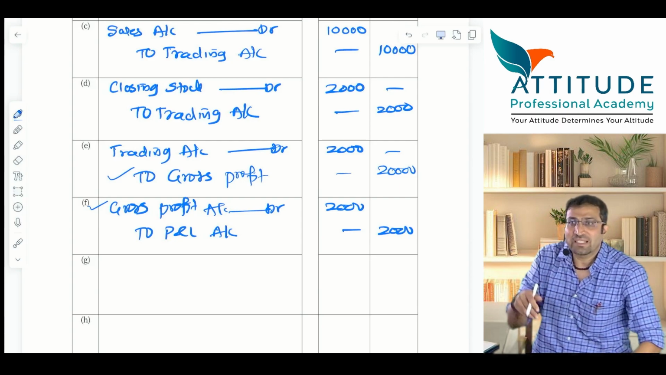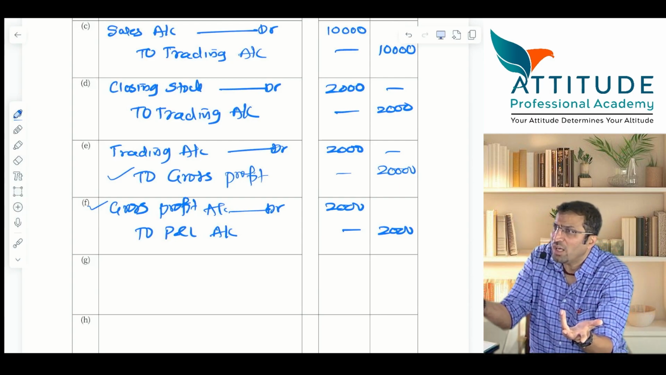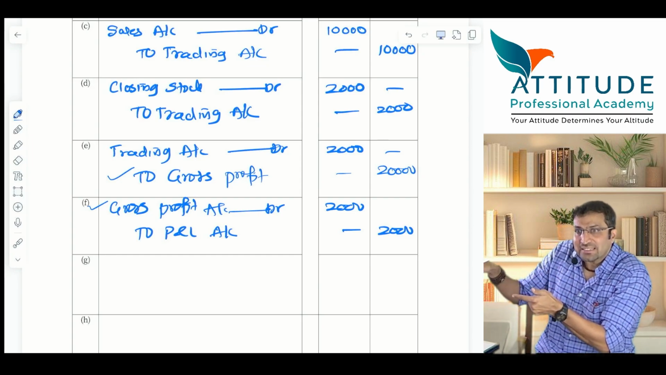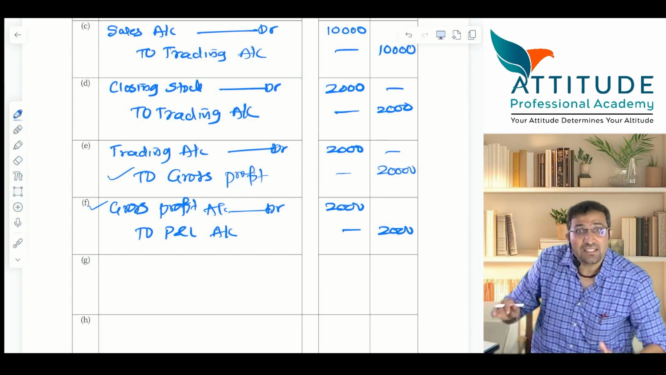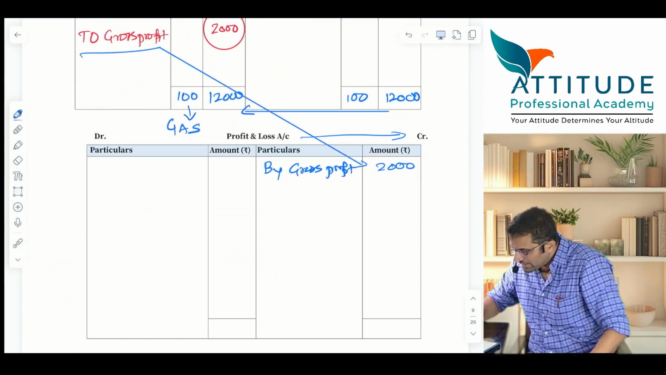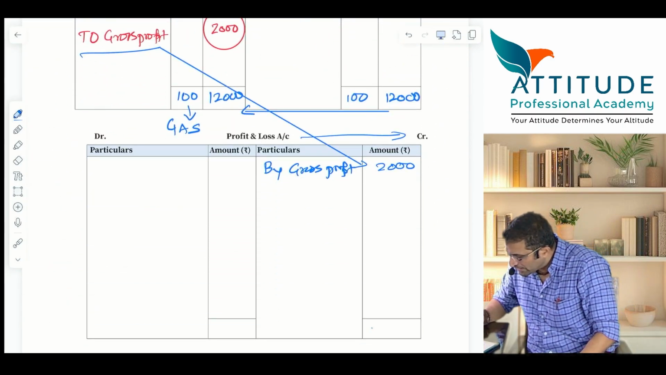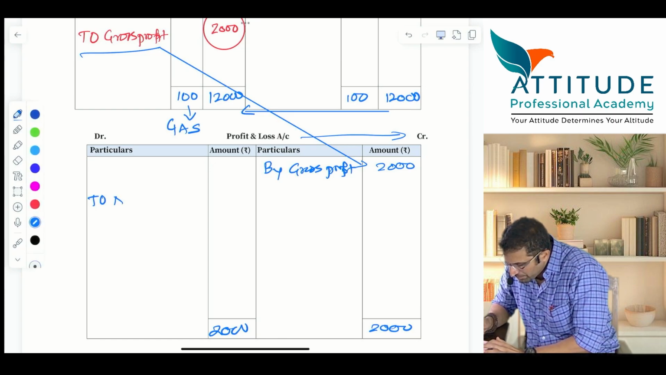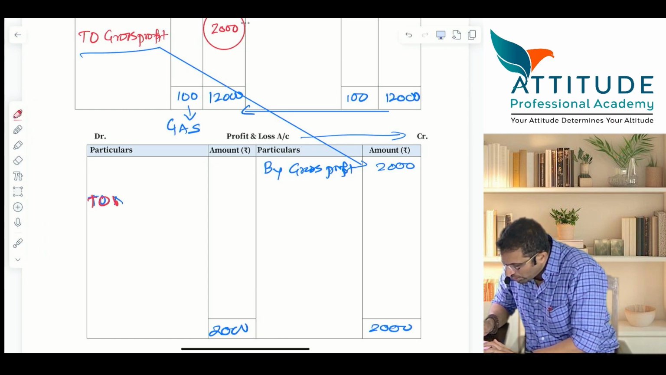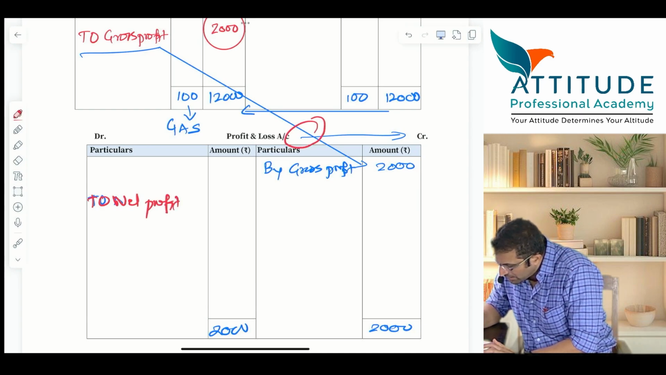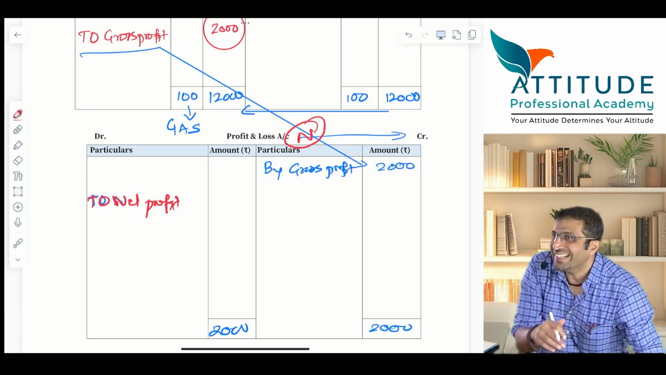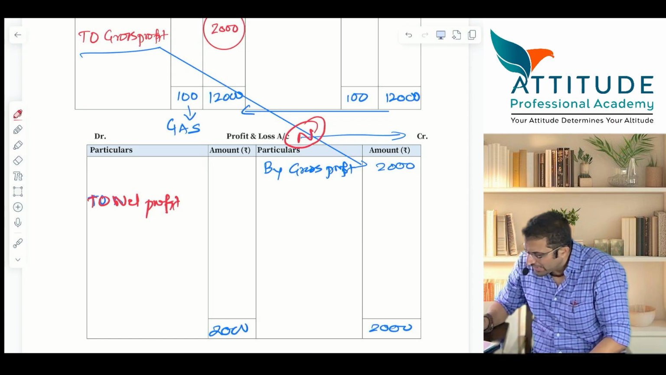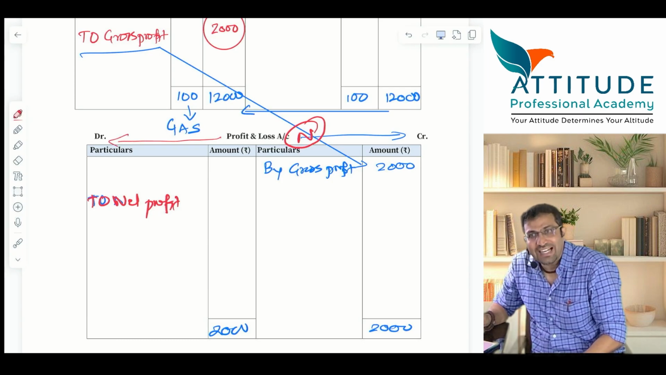Now P&L account is opened. In this sum there are no indirect expenses, and hence GP itself is NP. GP itself is net profit. Profit and loss account, net profit 2000. Now close it. Entry is coming or not? The reason is profit and loss account is also a nominal account and a nominal account should get closed by an entry. P&L account debit to net profit.